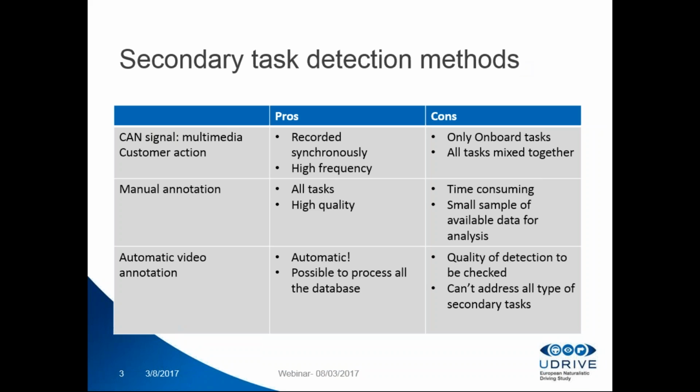So the different methods that are available to find secondary tasks in those naturalistic driving data are presented on that slide. The first one, the easiest one I would say, would be to find secondary tasks in the CAN signals, which are recorded synchronously at high frequency. And as we have one variable recorded called multimedia customer action, we could use that one.